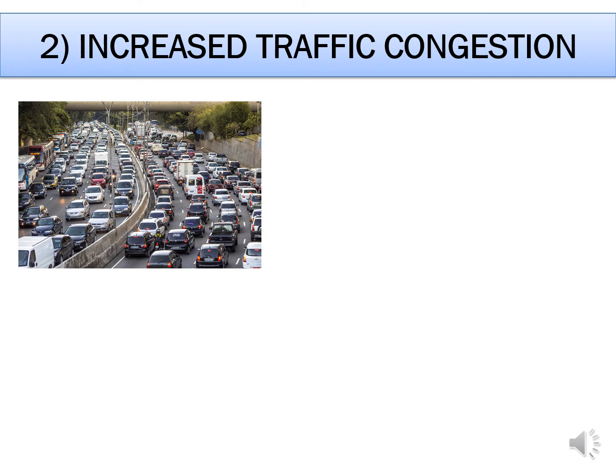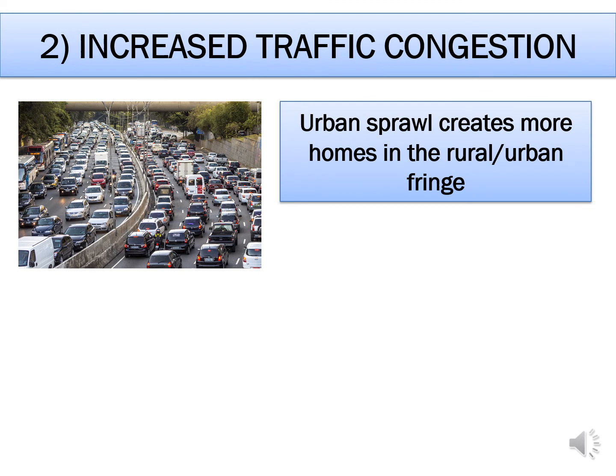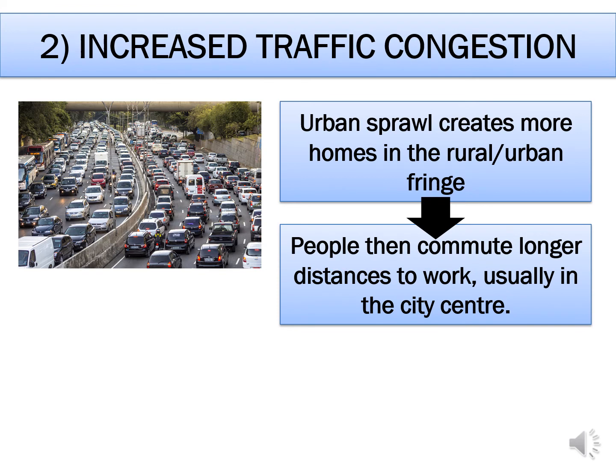The second impact that we're going to focus on is an increase in traffic congestion. Remember that congestion is just a fancy way of saying traffic jams, being stuck in traffic. Now, urban sprawl is obviously creating more homes in the rural urban fringe. So more houses are being built on the very edge of towns and cities. And that means that people are obviously then going to have to commute a longer distance to get to work, which is typically in the city centre or the town centre.